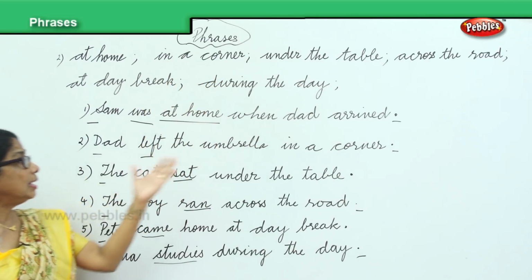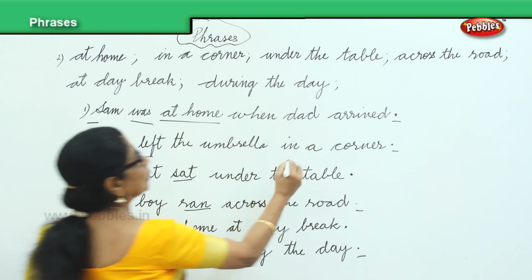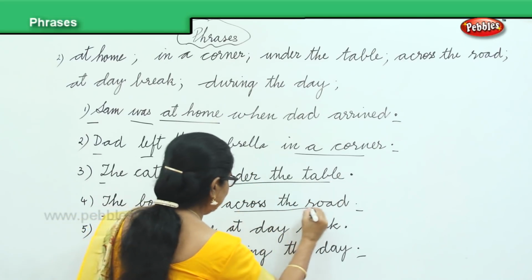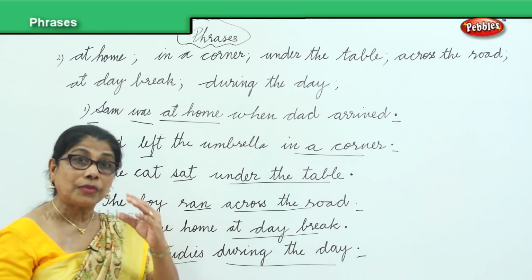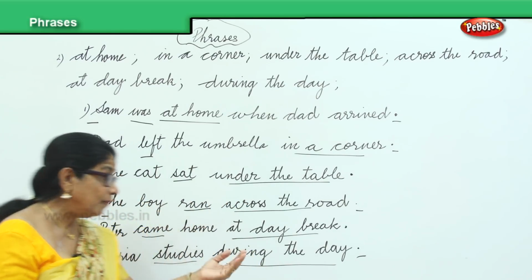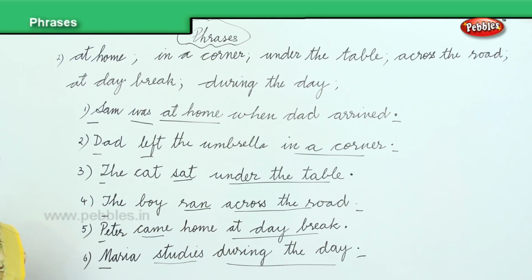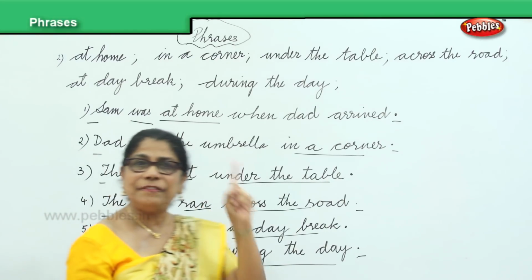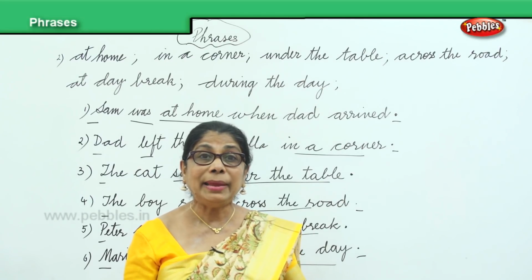We have used the phrases here. What are the phrases? At home, in a corner, under the table, across the road, at daybreak, during the day. We have used those phrases which have no verb. We have supplied the verbs to make a complete sense. And that's what we have done. What have we done? Using the phrases in a complete sense. Phrase, remember, doesn't have a verb. We have to supply a verb and make a sentence.